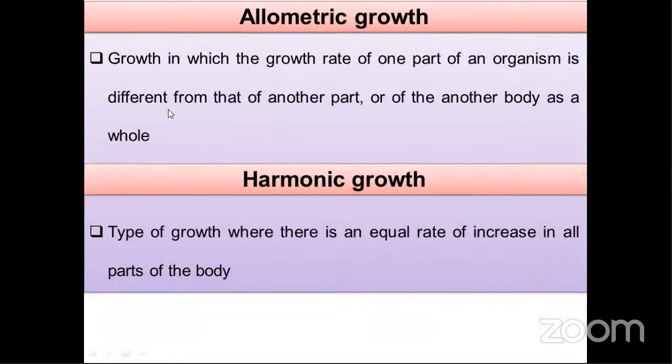Allometric or disproportionate growth means growth in which the growth rate of one part of an organism is different from that of another part. That's why we call it allometric or disproportionate; there is no proportion. But in harmonic growth, equal growth is there, from one segment to another segment.